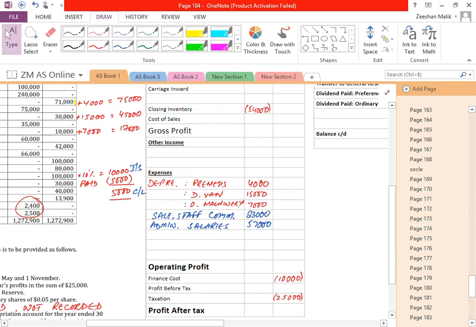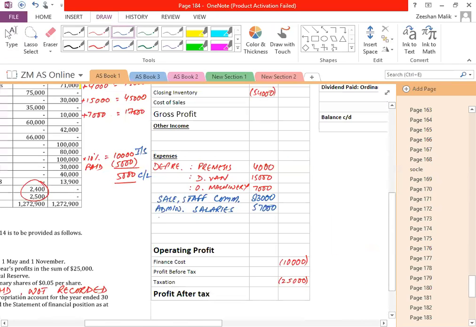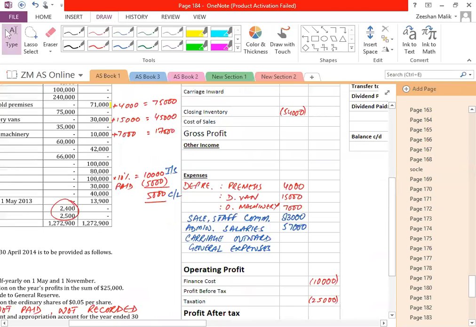Every trial balance item affects once. Carriage outward, general expense. Both are expenses. 2445.